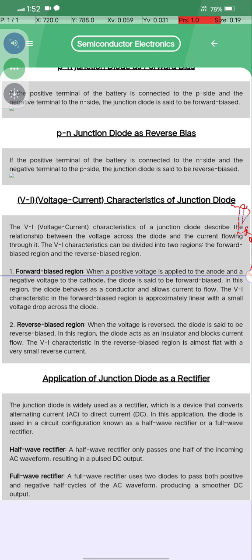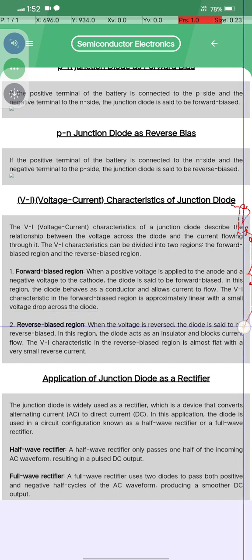When a positive voltage is applied to the anode and a negative voltage to the cathode, the diode is said to be forward biased, and in this region the diode behaves as a conductor and allows current to flow. The voltage-current characteristic in the forward biased region is approximately linear, with a small voltage drop across the diode.